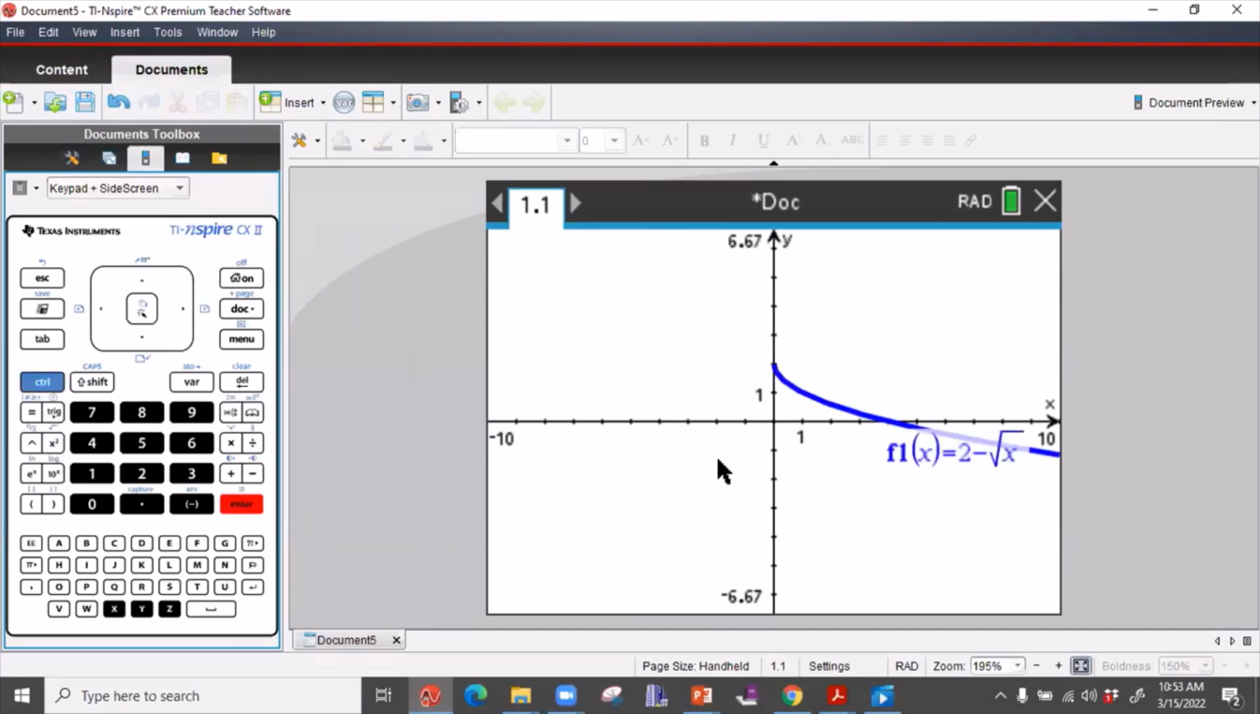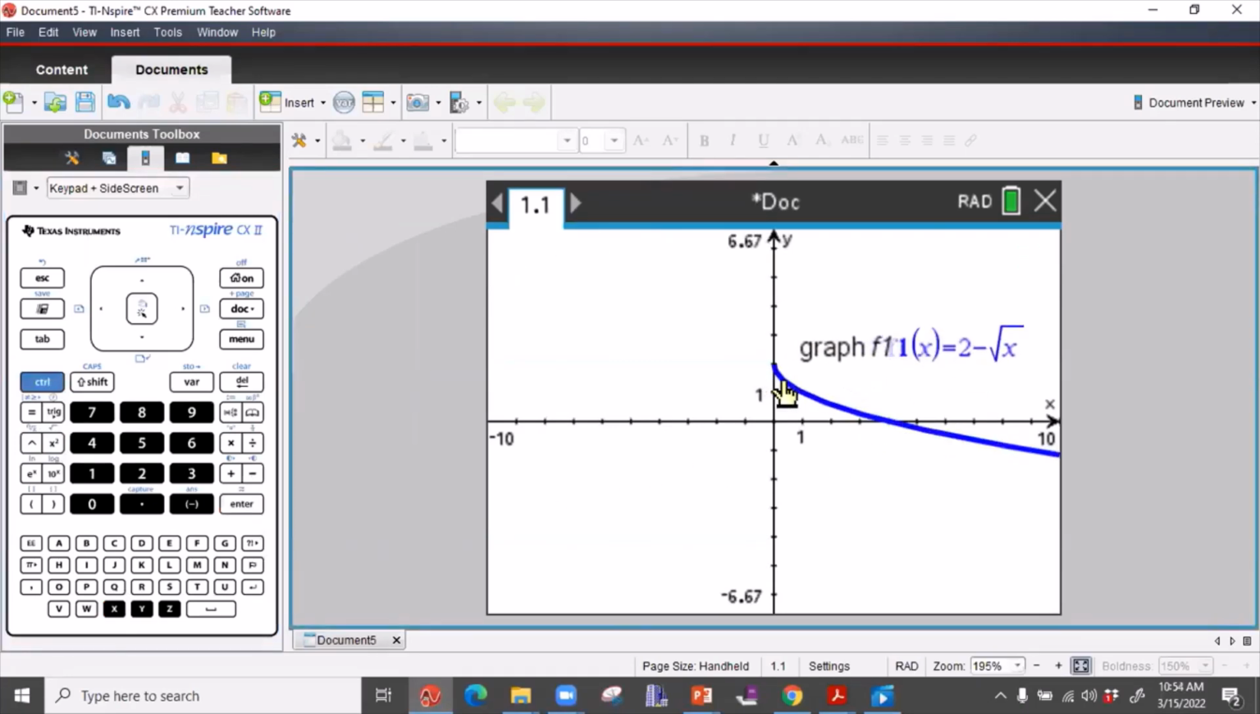So we're going to hit enter. And like we said, we're analyzing. From here, we knew that the 2 lets us know that it was shifted up 2. See how it was shifted up 2 units? The negative lets us know that it was reflected. Do we see that? So all of that is coming into play.